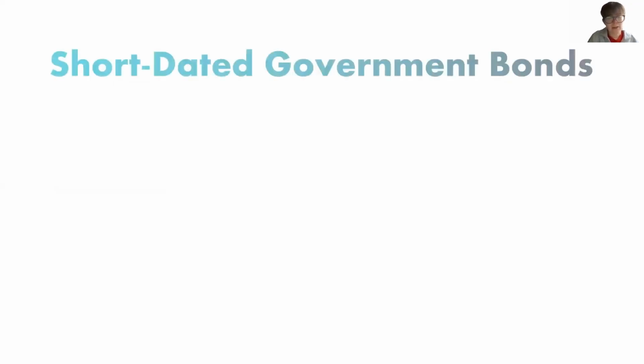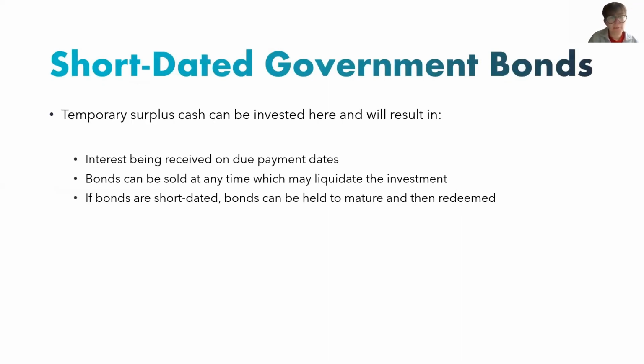Short-dated government bonds then. What do we mean by this? So this is where temporary surplus cash can be invested. This will result in interest being received on the due payment date. With short-dated government bonds, they can be sold at any time, which could lead to a liquidated investment. And if the bonds are short-dated, the bonds can be held to mature and then can be redeemed.